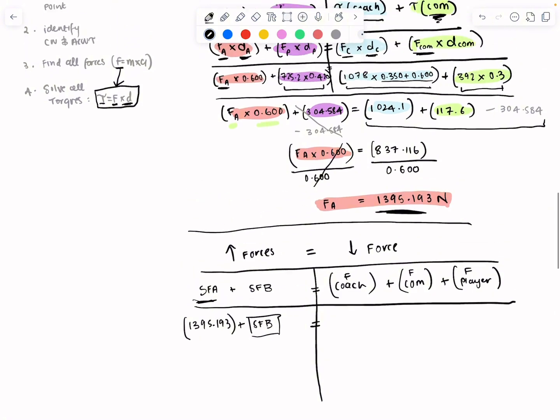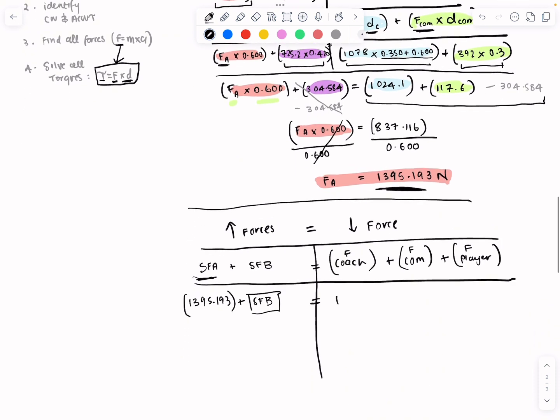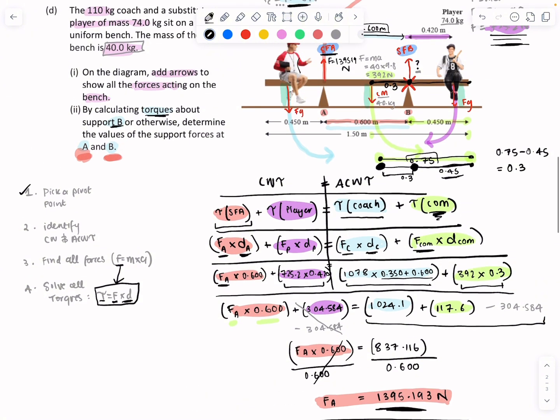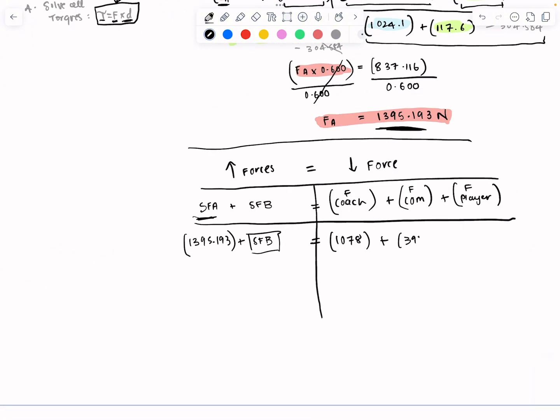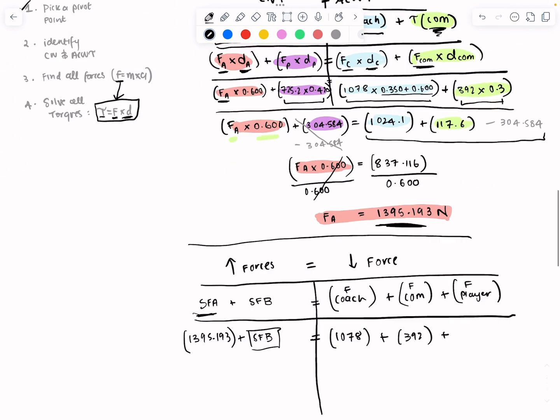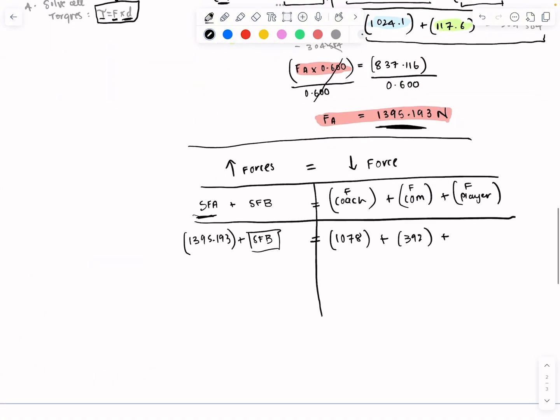What about the force of the coach? Well, we know it's 1,078 newtons. What about the center of mass? We know that is 392 newtons. What about the player? He has got a force of 725.2 newtons. Cool. Now let's simplify this equation to make it less clunky.